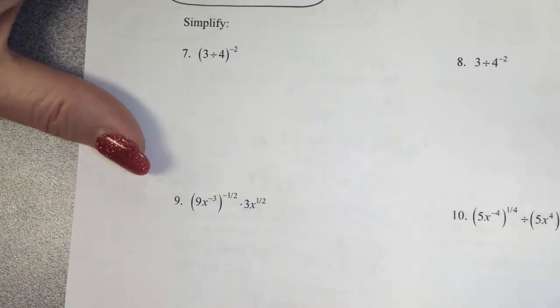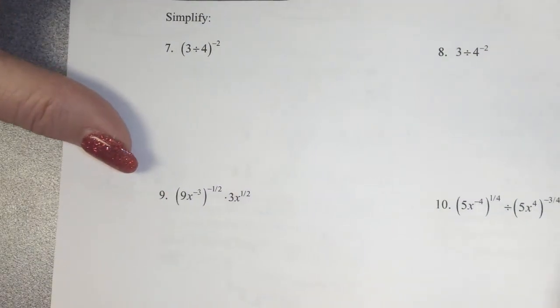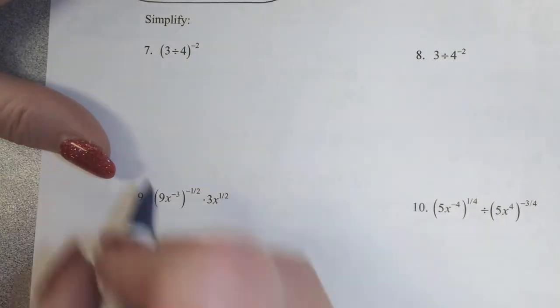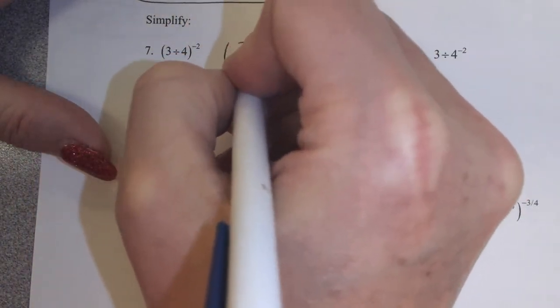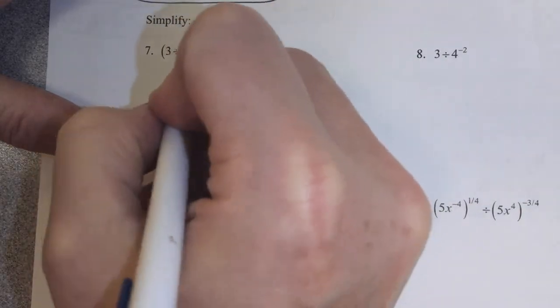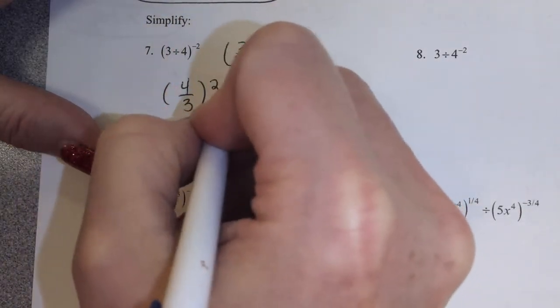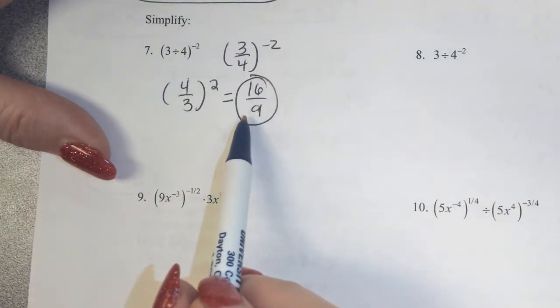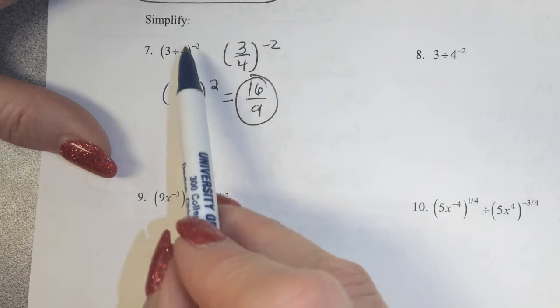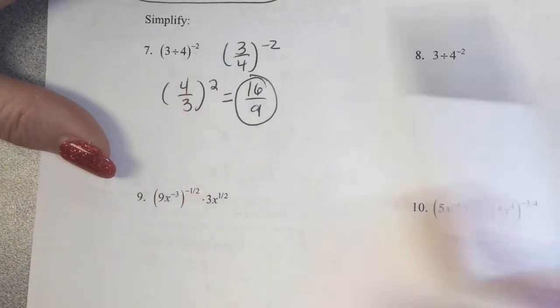All right. This last part is just a review of exponents. So I've got 3 divided by 4 to the negative 2. That's going to be 4 divided by 3 to the positive 2, and so that's 16/9. These are not equations. It's just a review of some exponent rules.